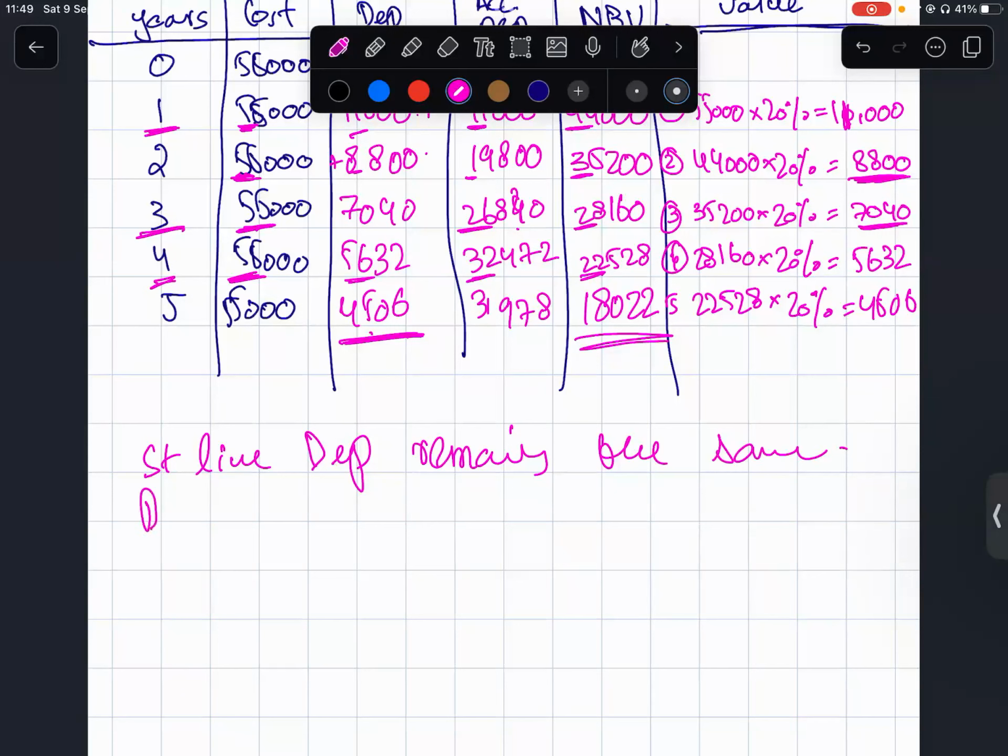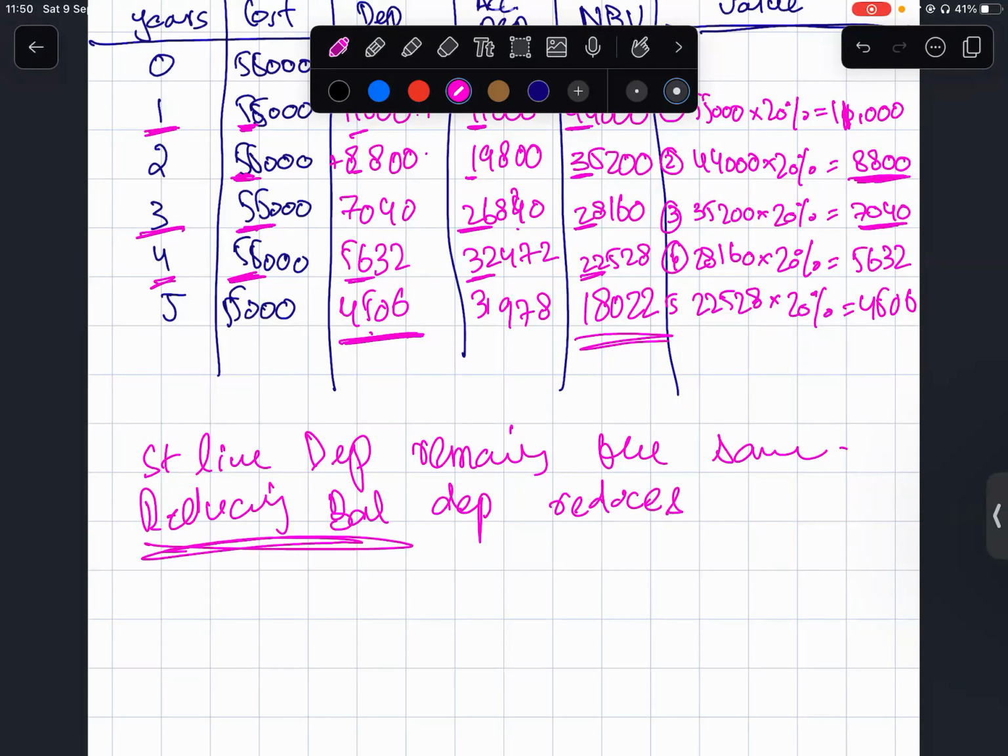For reducing balance, depreciation reduces over time. See, the name also suggests that. Reduces over time. Are we clear with this then?